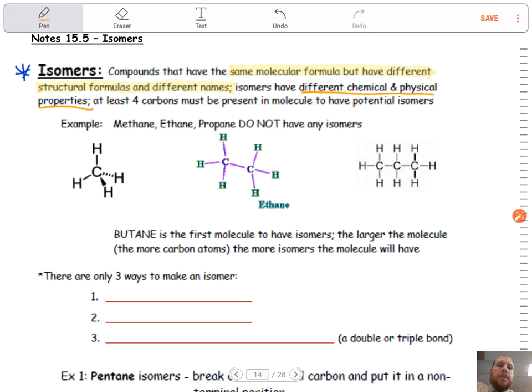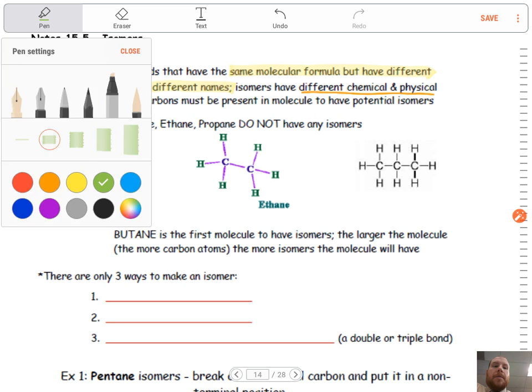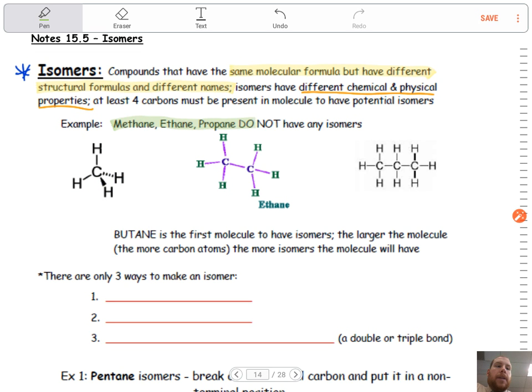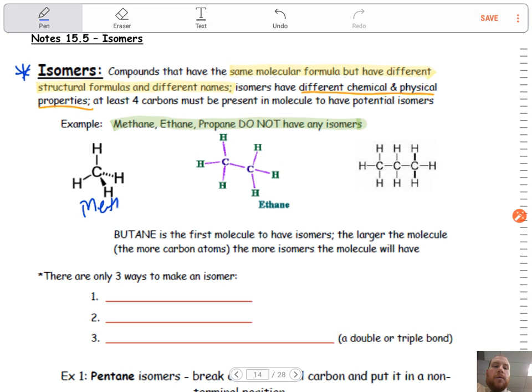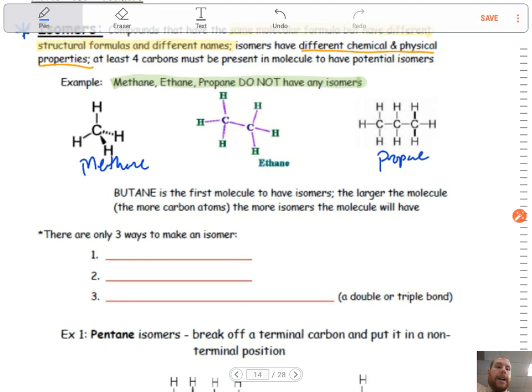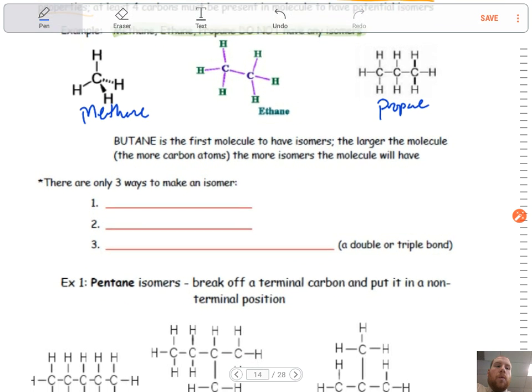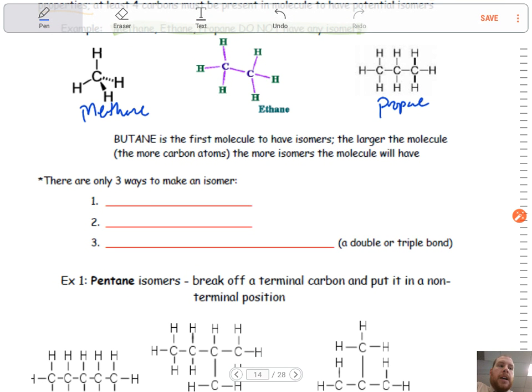At least 4 carbons must be present in a molecule to have potential isomers. So, going along with that, methane, ethane, and propane do not have any isomers. There's no other possible way to draw methane, ethane, or propane. We can see here from all the practice that you've done, this would be methane because it's 1 carbon, and over here would be propane because you've got the 3. Butane is the first molecule to have isomers. The larger the molecule, the more isomers that you can have. Keep that in mind as well.